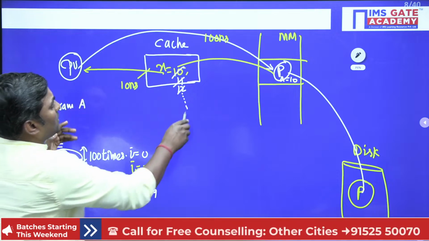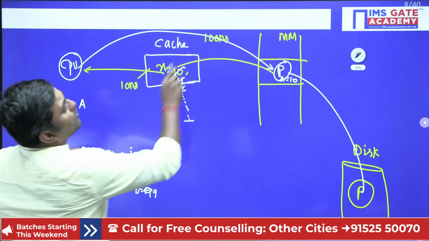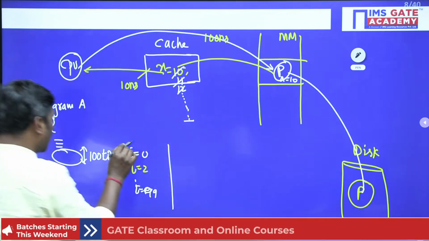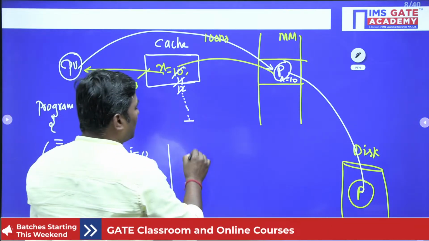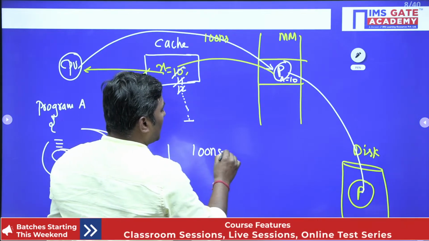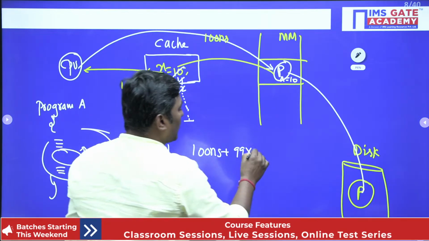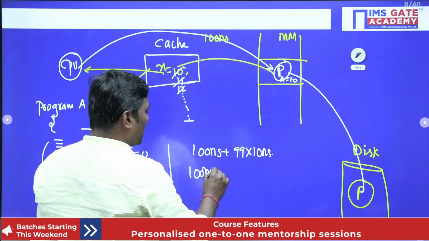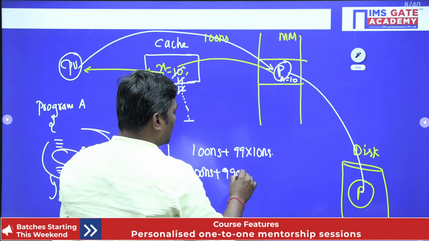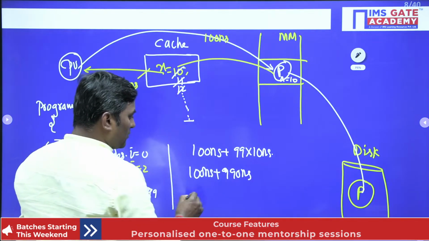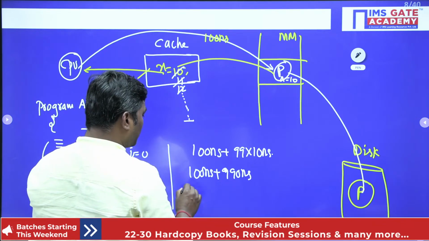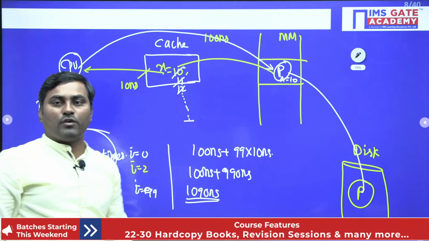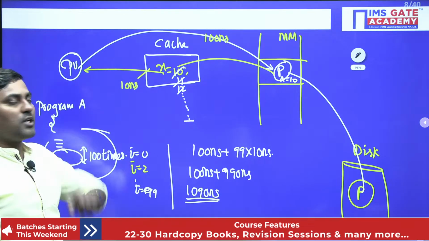So all of that can be updated here only. Final value I can update here. So with that, what happens? Access time, if you take for this particular code only, the first time required 100 nanoseconds, later 99 times required 10 nanoseconds only, or not? Yes or no? This is 100 nanoseconds plus 990 nanoseconds, right? This gives how much? 1090 nanoseconds. 1090 nanoseconds required for this particular code to be run if I use a cache memory.